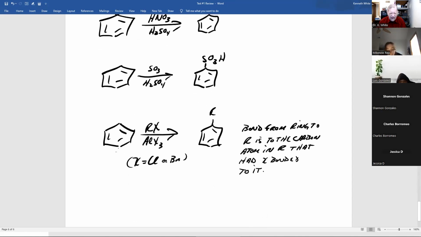And the final reaction is Friedel-Crafts alkylation. Take benzene, react it with RX. R can be anything with carbons and hydrogens, and aluminum trihalide, X is chlorine or bromine. You do that very special thing. You make a carbon-carbon single bond, and the bond from the ring to the R is to the carbon atom in R that had the halogen bonded to it. So let's take a look at this one.